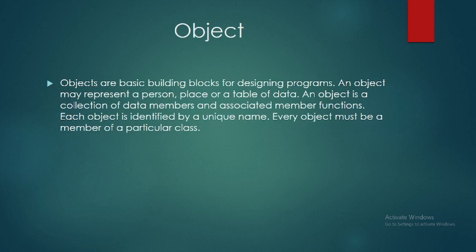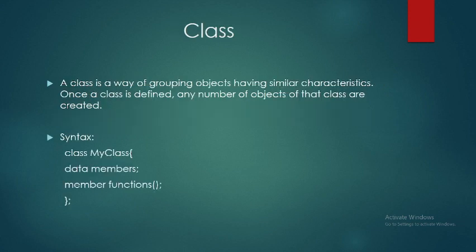Now, what is a class? A class is a way of grouping objects having similar characteristics. Once a class is defined, you can create any number of objects with it. For example, a class is a blueprint, and with that, you can create n number of copies, which are the objects.